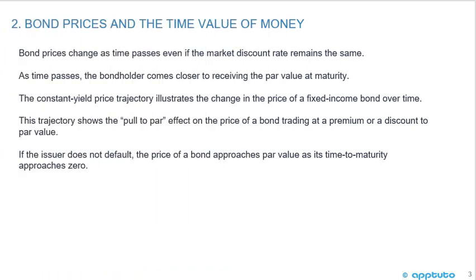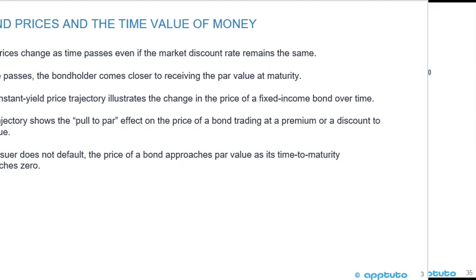Okay, for the next two slides, I'm just going to bring back that example that we did back in the accounting because it's a nice one. We looked at the example of the bond that was issued at a premium and it got pulled down to par, okay? So bond prices change as time passes even if the market discount rate remains the same. Again, we saw that before in the accounting. I'm going to bring those two slides in again. If you're up to speed on that, you can skip ahead.